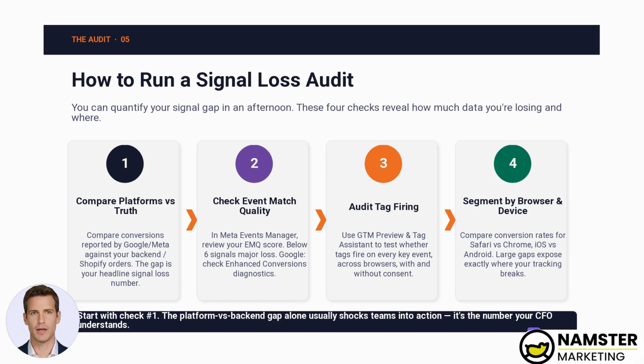Second, we evaluate event match quality. In Meta Events Manager, a score below 6 indicates significant signal loss that requires immediate attention. Third, we perform a technical audit of tag firing. We use GTM Preview to test whether tags fire consistently across different browsers and varying consent states. Finally, we segment conversion rates by browser and device. Large discrepancies between Safari and Chrome, or iOS and Android, expose exactly where your tracking infrastructure is breaking down and where the priority for recovery lies.